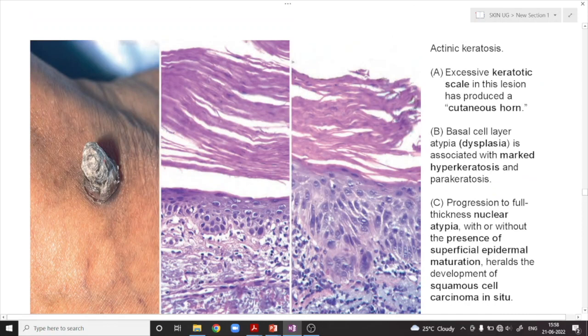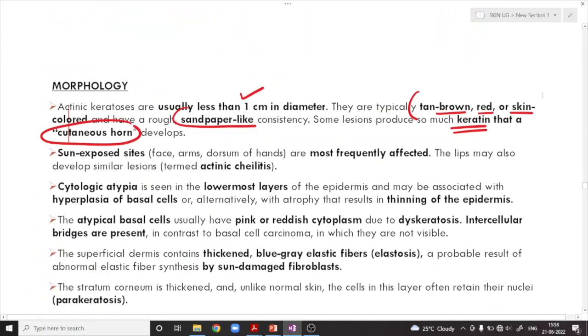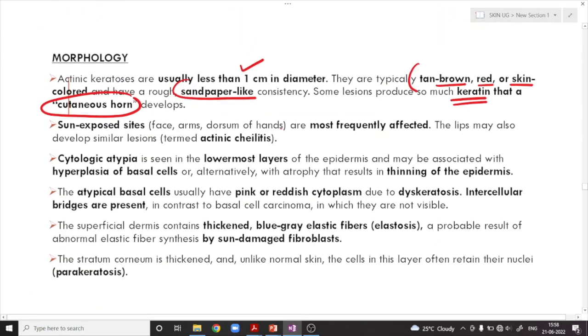So if you see over here, one of the gross images, as we can appreciate, excessive production of keratin producing a keratotic scale. In this lesion, it has produced what is called a cutaneous horn. So this is very classical of actinic keratosis. Now, usually the most commonly affected areas are the sun exposed sites, that is the face, arms, dorsum of the hands. The lips might also develop similar lesions, and in that situation we call it actinic cheilitis.